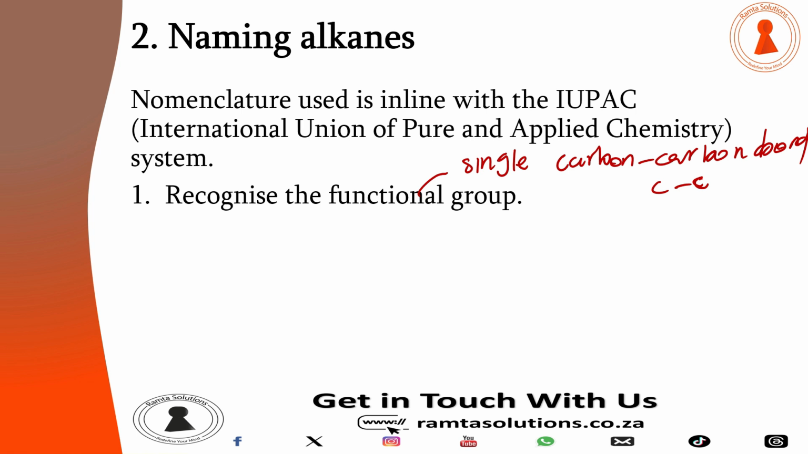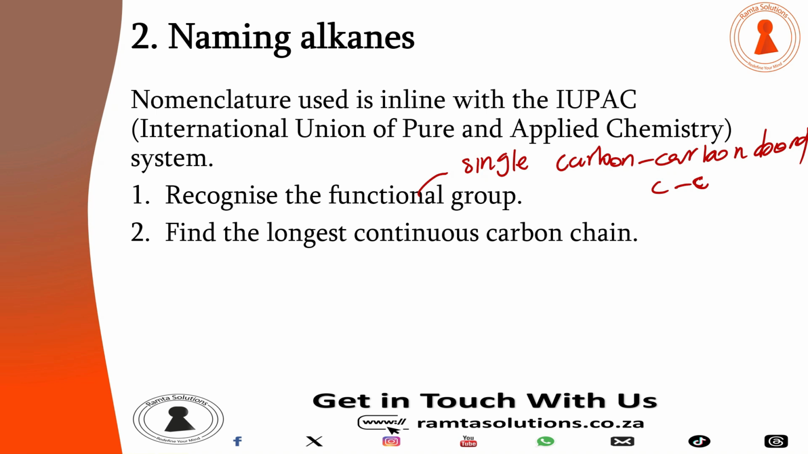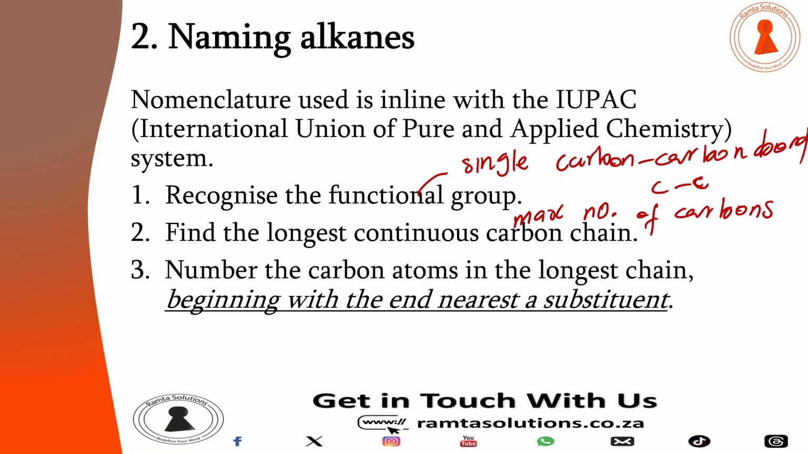Now, you find the longest continuous carbon chain. What does it mean? It means the maximum number of carbons in that molecule. Then you start numbering. When you number, begin with the end nearest a substituent. In the previous video, we defined what a substituent is. You begin numbering with the end nearest a substituent.